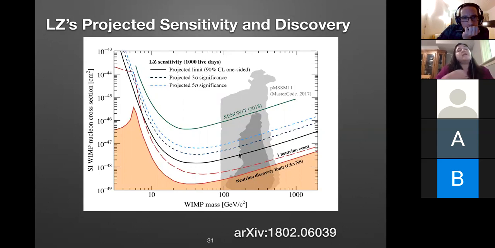That's where, if we saw nothing, what we could rule out to. But if we could make discoveries, the blue dotted line is where we could make a 5 sigma discovery, and the black dotted line is where we could make a 3 sigma discovery. And what's coming in at the bottom is something that our whole direct dark matter field is very concerned over, something that is alternatively called the neutrino floor or the neutrino discovery limit, where we have coherent elastic neutrino nuclear scattering. So this is that signal where a neutrino is going to look just like dark matter.